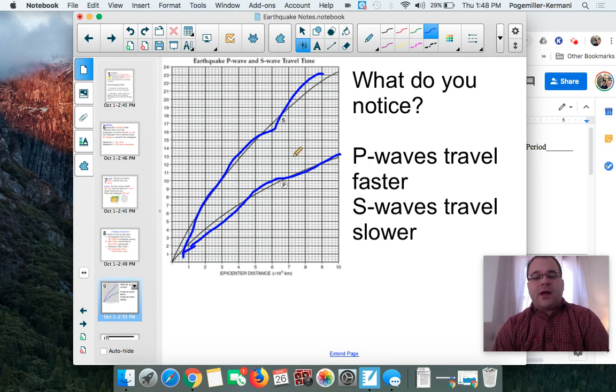Think of it this way. Don't worry about this for now. But basically, the further you are from the earthquake, the more time has elapsed between when the P waves arrive and S waves arrive. Okay.